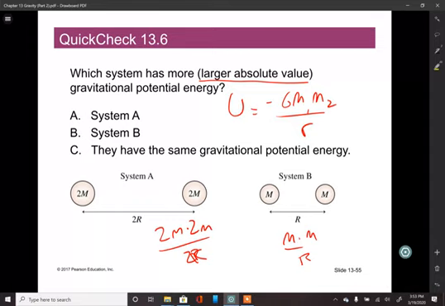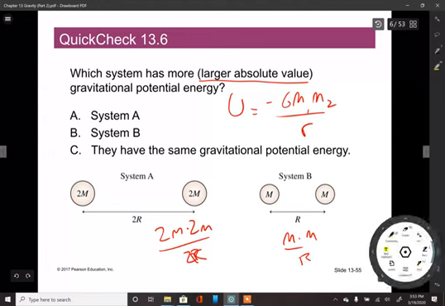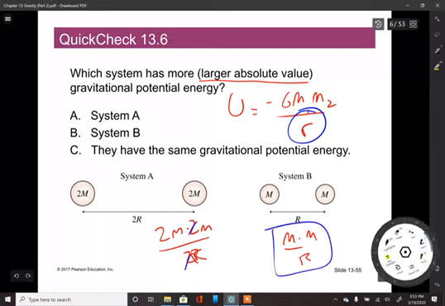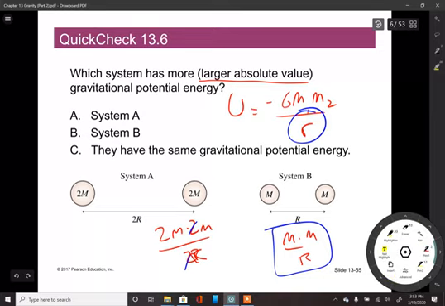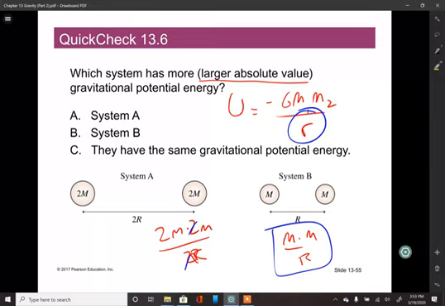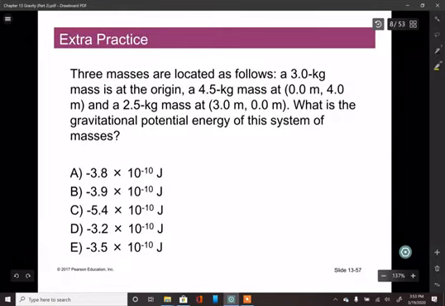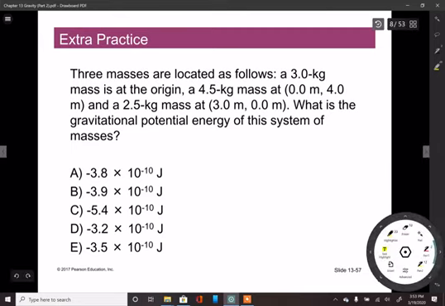Notice, this in the denominator is not r squared like the force. It's just linear. And so because of that, we only cancel one of the factors of 2. And system B doesn't have anything to cancel at all. So system A is going to have twice the total energy, or twice as much negative potential energy. So it should be system A. Don't get the force and the potential energy confused. They are different things. That's just the answer anyway, so it's A. Okay, so that's the first type of simple practice one.